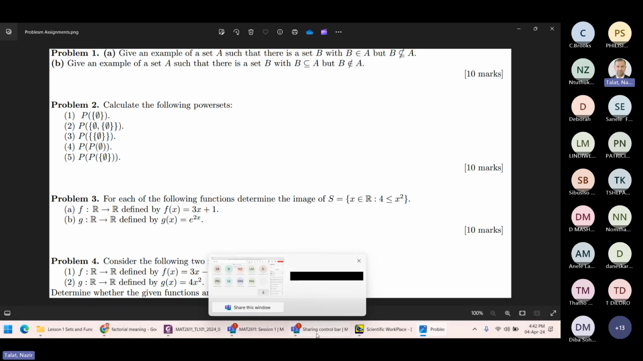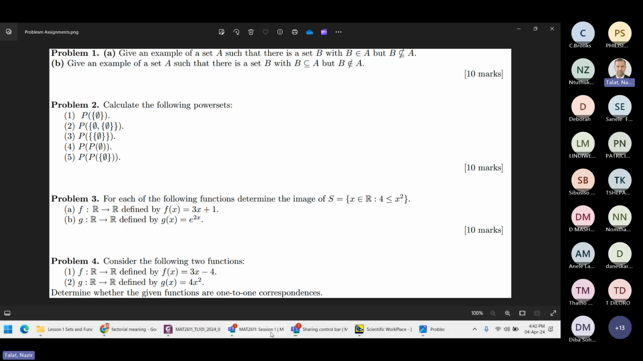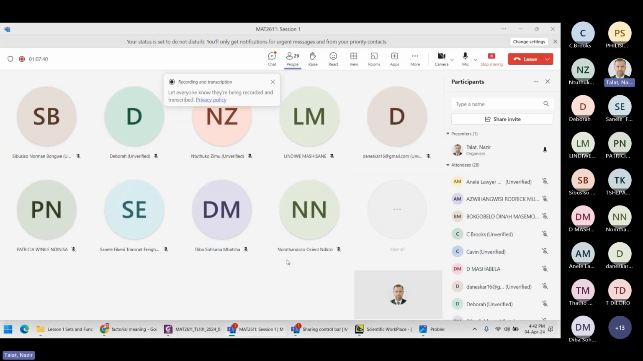So we finished the first session, which is about set theory and its relations. If you have any question, you can ask your question now about this topic. Or yes, please.